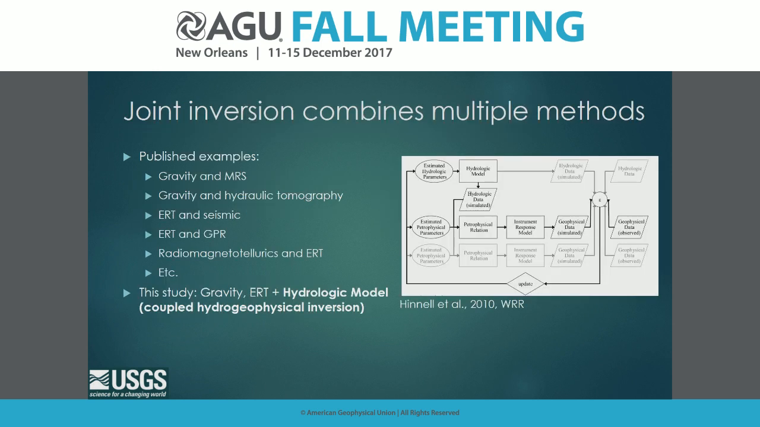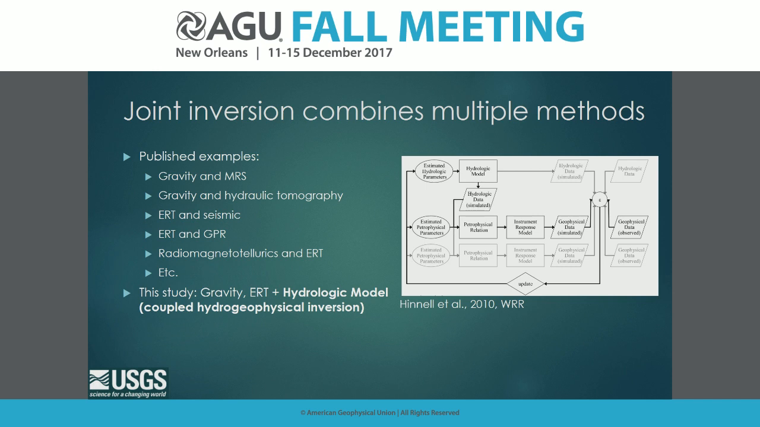Joint inversion, by that I just mean combining multiple methods. I don't have some brilliant new analytical solution for this. It's really an empirical look at the effect of these different data types on model calibration. As far as joint inversion, there's lots of examples, more and more all the time. Gravity and magnetic resonance sounding. Nice recent example in WRR using gravity and hydraulic tomography, various combinations with ERT, etc.